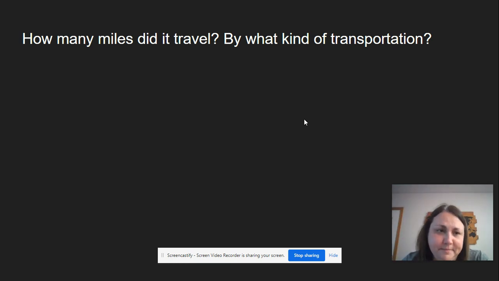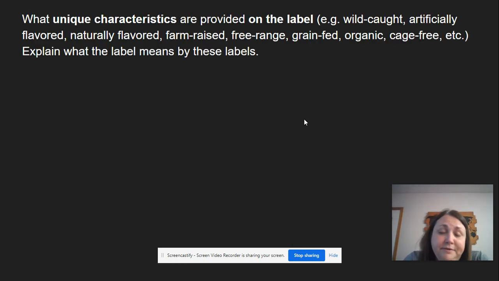And then it ships, and then it's generally what kind of transportation? Once it's in the United States, it would be shipping via a large truck. So kind of keep that in mind. Are there any unique characteristics for this product?